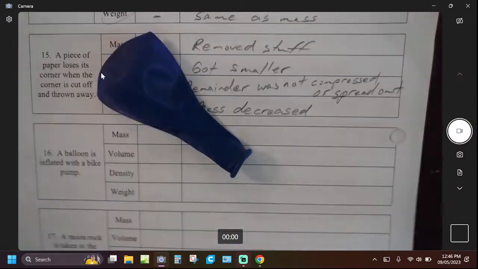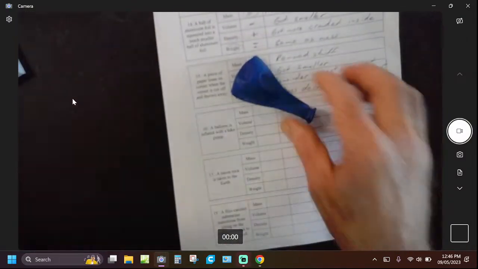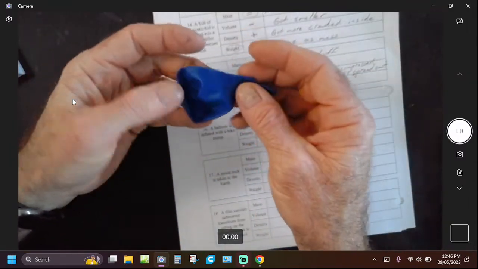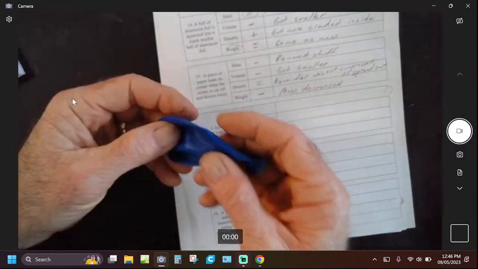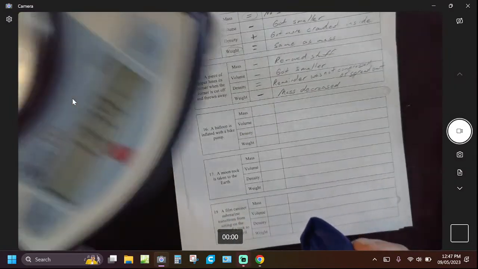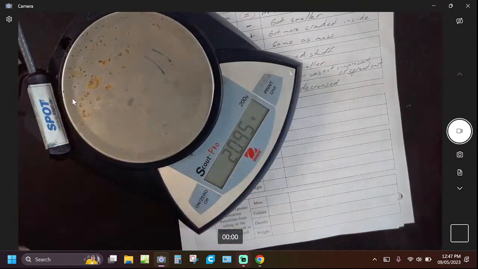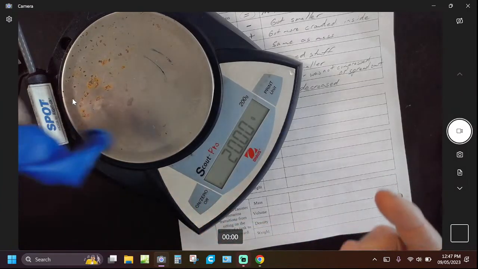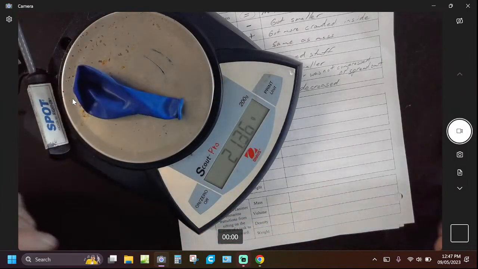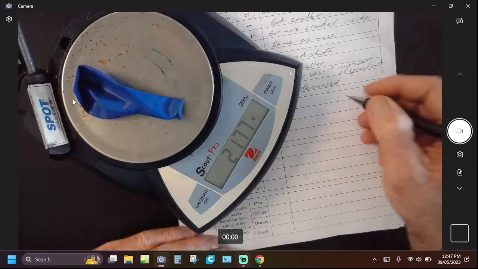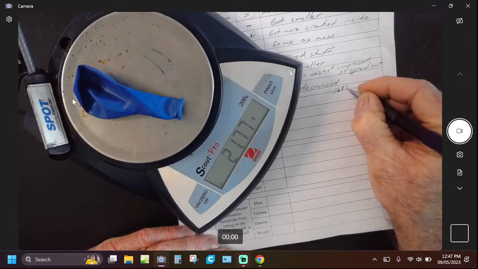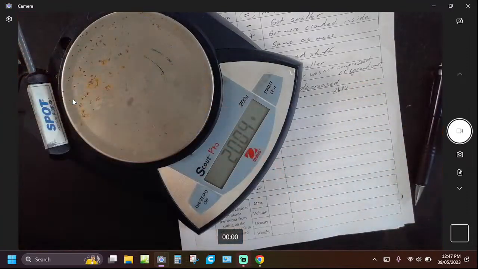I wish I had a bike pump, but I don't. Because if I had a bike pump, you wouldn't have one complaint here. So I'm going to try this really bad scale, which now says 20 and can't be zeroed. I'm going to write this down, 21.77. Now I'm going to blow up the balloon.